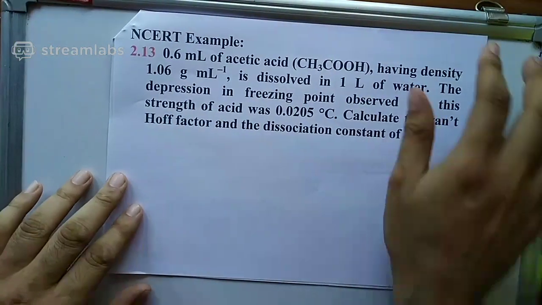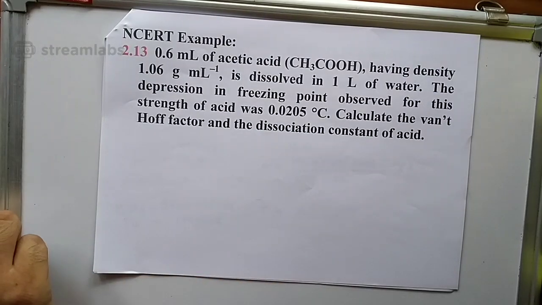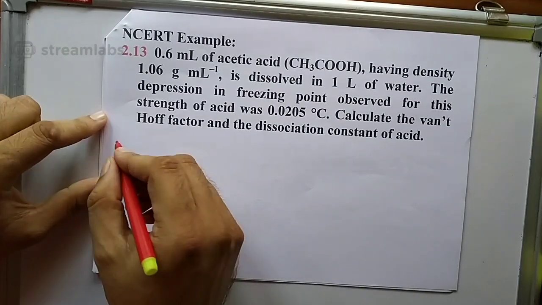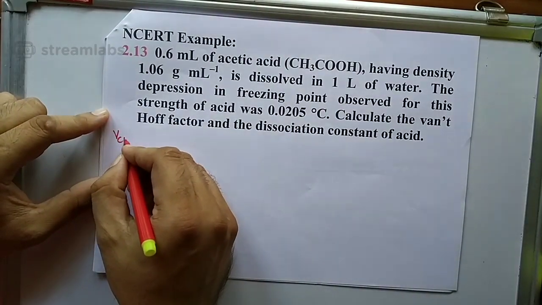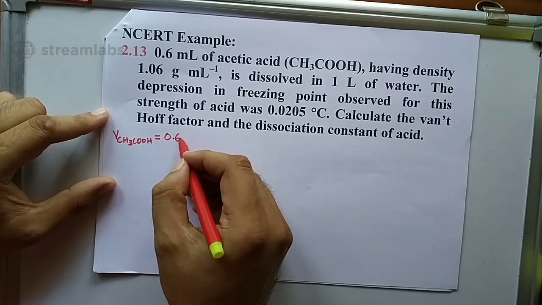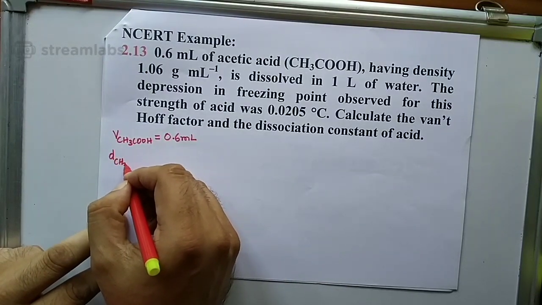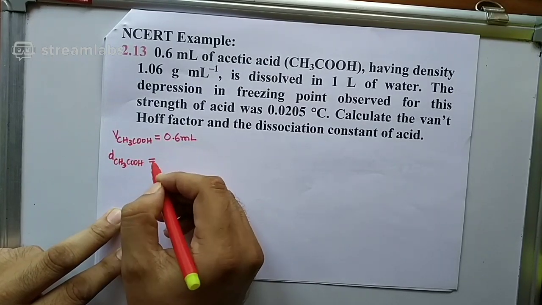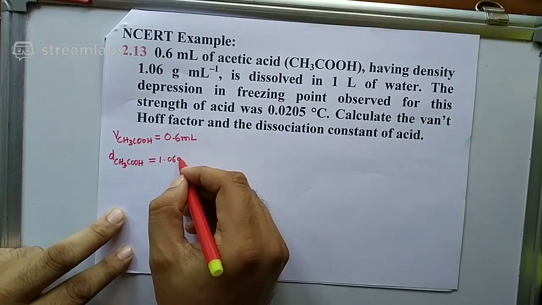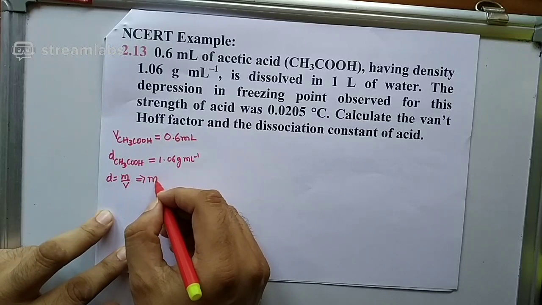This is another example that I gave you to work out. Just read the question, students. Yesterday I gave you this NCERT example 2.13. What is given? 0.6 ml. So the volume of acetic acid, CH3COOH, is given as 0.6 ml. And they said that the density of acetic acid CH3COOH is 1.06 gram per ml. Given density as well as volume, you can calculate the mass of acetic acid.